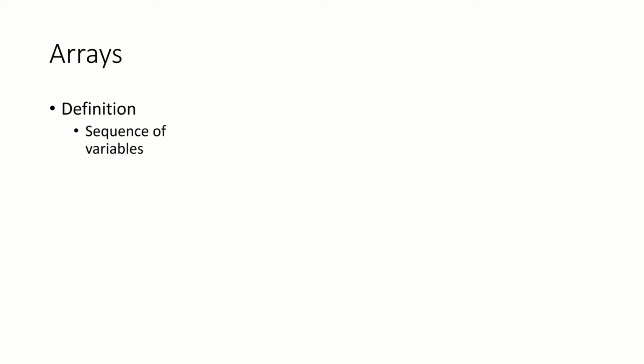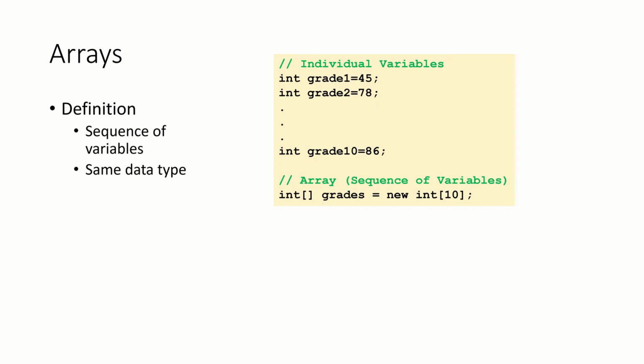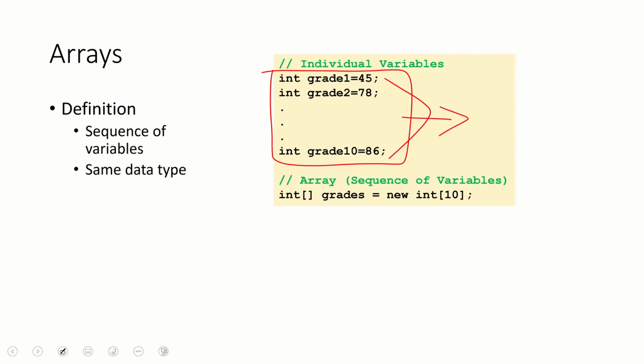First, an array is a sequence of variables which has the same data type. Look at this one. Here we have 10 individual variables. Sometimes it's not very easy to sort them, even though we know these 10 are grades. One way we can do it is to store these, or organize or categorize them, into one list, which we call an array.